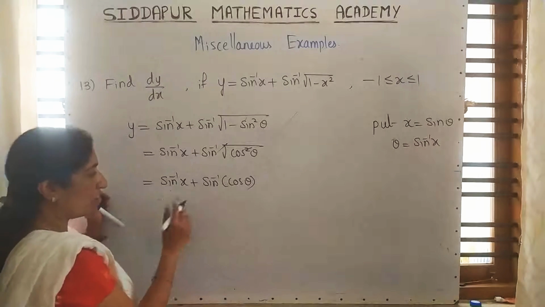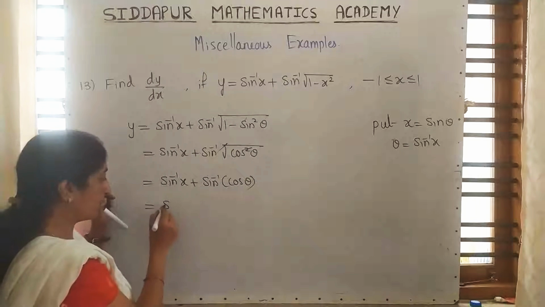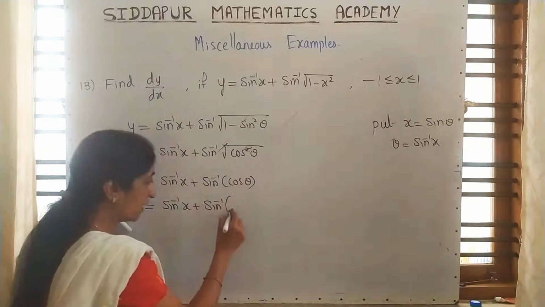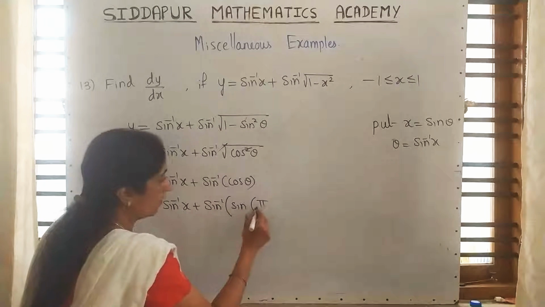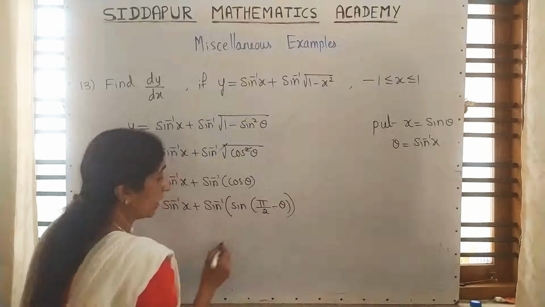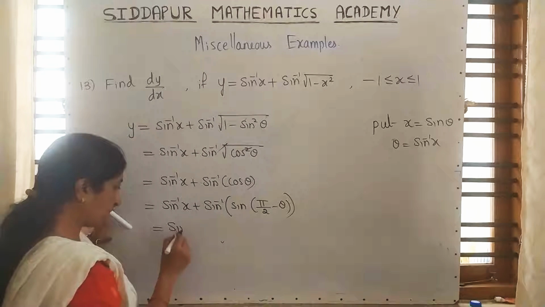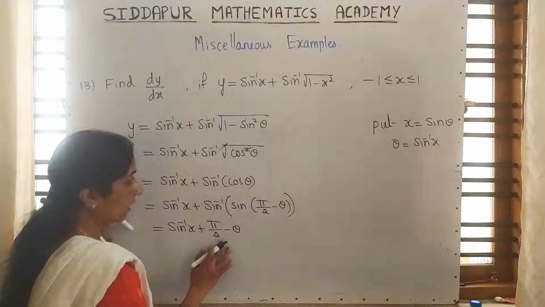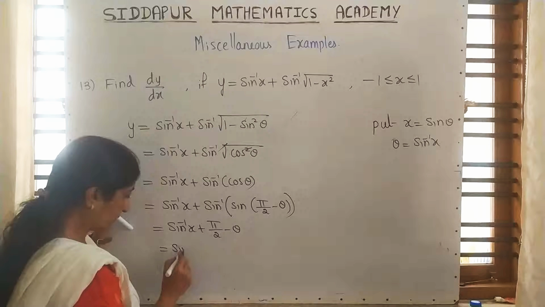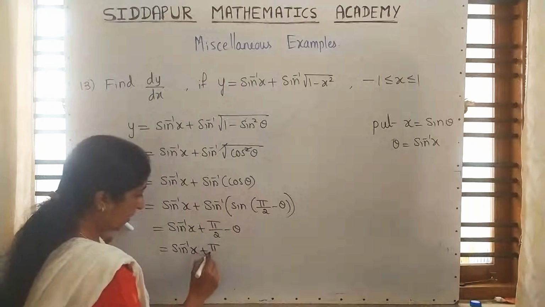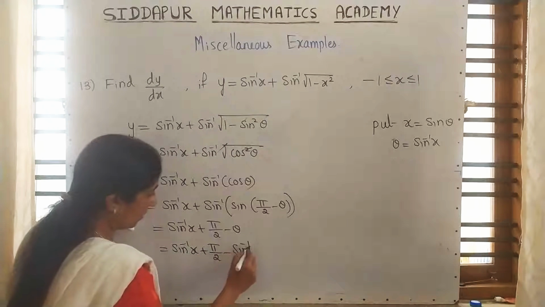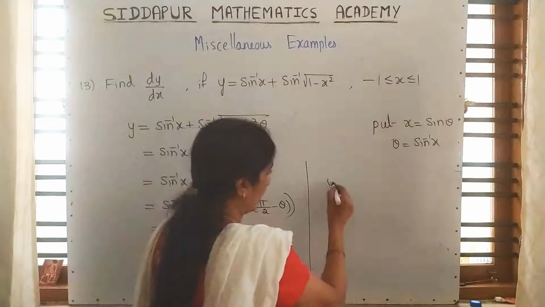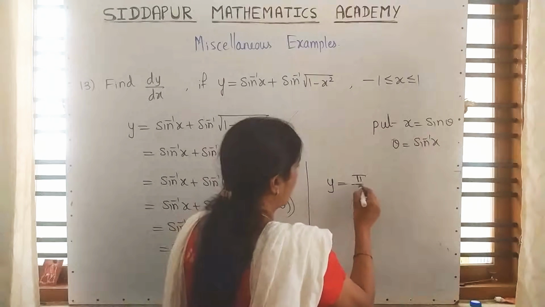So sin inverse cos theta I am converting in terms of x. Sin inverse x plus sin inverse cos theta, I am writing as sin of pi by 2 minus theta, allied angle. Sin inverse and sin get cancelled. Sin inverse x plus pi by 2 minus theta. But what is theta? Theta is sin inverse x. So it is minus sin inverse x. Plus sin inverse x minus sin inverse x gets cancelled. What is remaining? y is equal to pi by 2 is remaining.